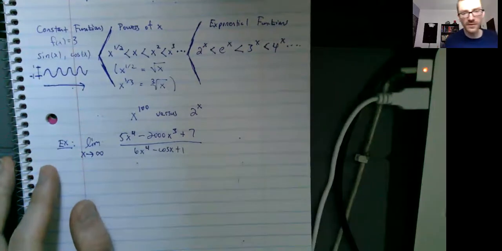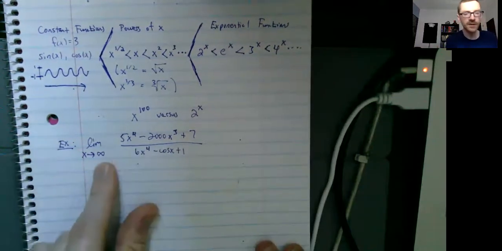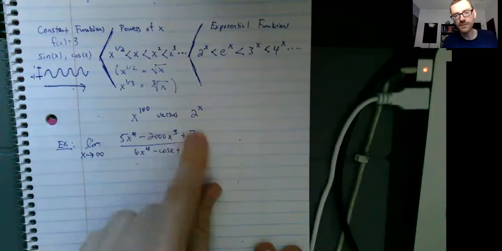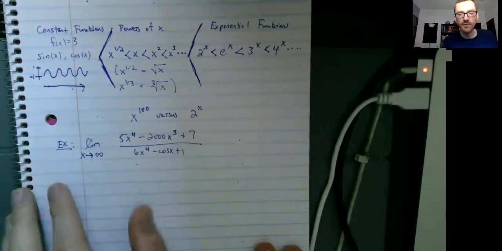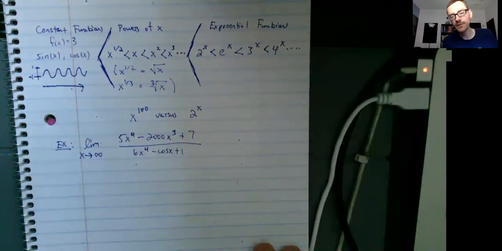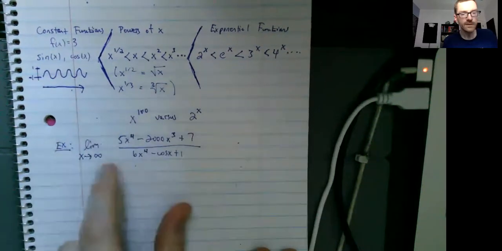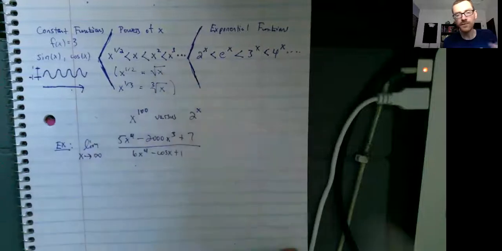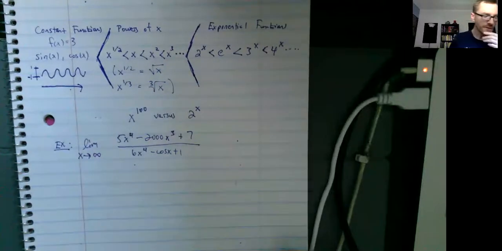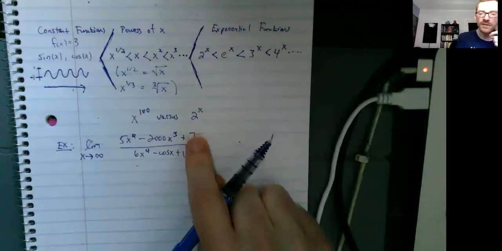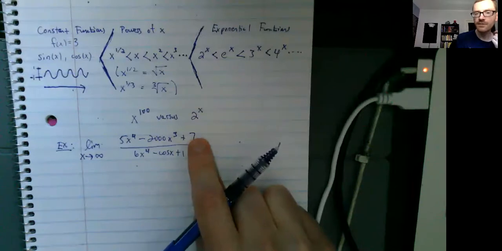Now, remember we were plugging in large numbers to evaluate this infinite limit. Imagine how long that would take with a complicated function like that. Fortunately, all we need to evaluate this infinite limit is this hierarchy of growth. So here's what you do. You look at the numerator and identify the fastest growing term in the numerator.